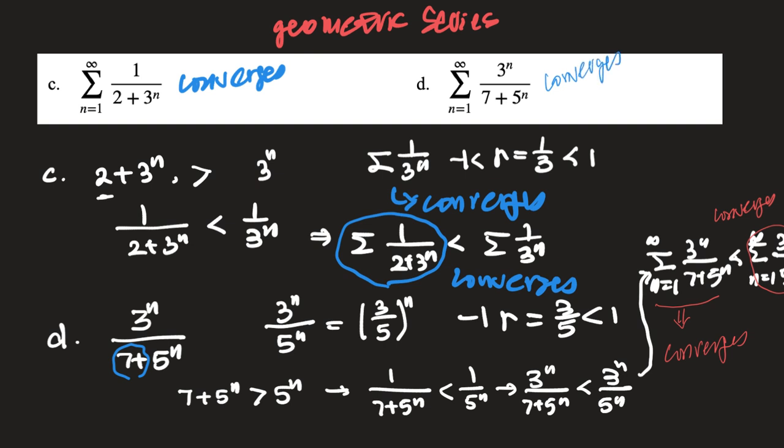Guys, make sense? So here is how you get the idea about the comparison test. You want to compare two series, but one series you have to already know. So that series is going to be a p-series or a geometric series. Then you're going to compare each term of the sequence first. Then we're going to prove this series is going to be convergent or divergent.